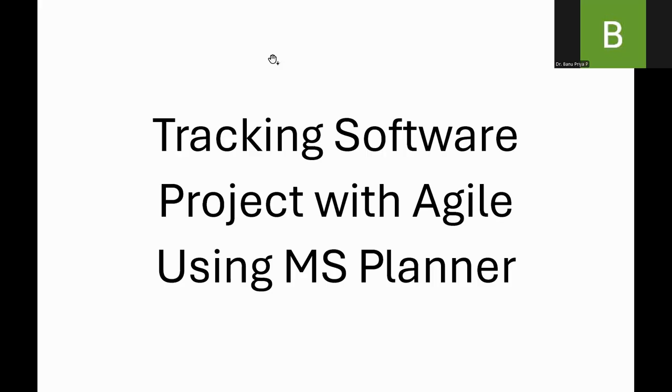Agile practices. So first of all, we should understand MS Planner is just a tool to track the software project. Here, we are going to use Agile framework. That is why we divide our complete project into several phases or sprints. And initially, we should be able to write a product backlog, from that a sprint backlog, and how this project is tracked using MS Planner. Now we shall discuss tracking software project with Agile using MS Planner.